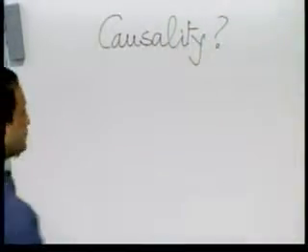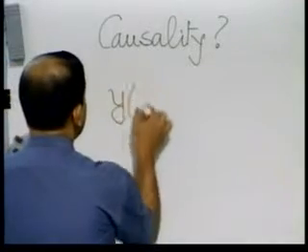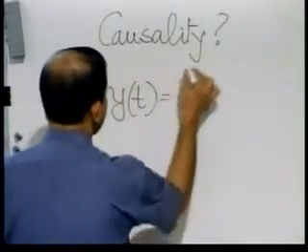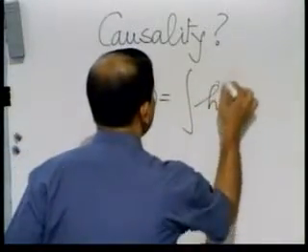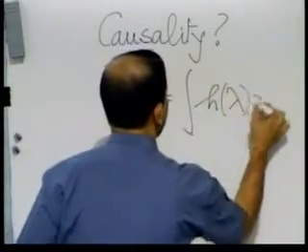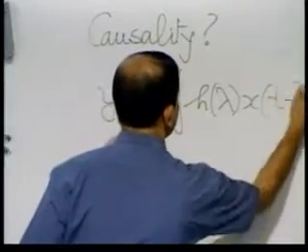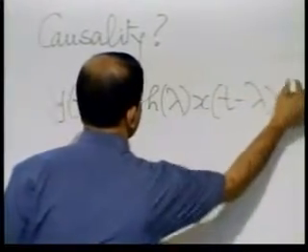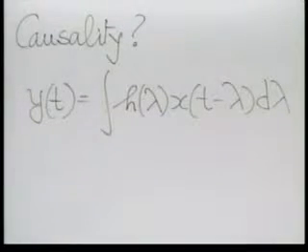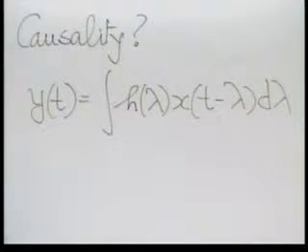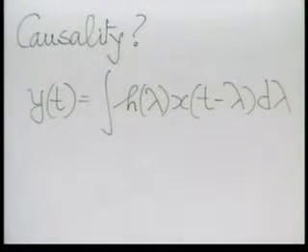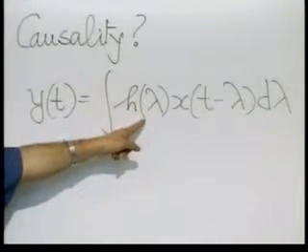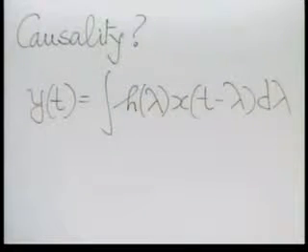Right? So there again we write down the relationship: y(t) is the integral of h(λ) x(t − λ) dλ. Here again we prefer to write h(λ). Now, you see, what does causality mean?